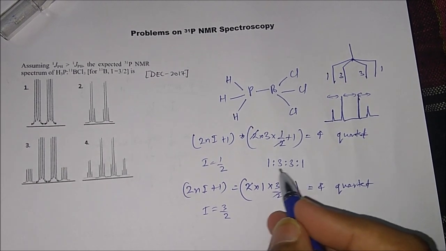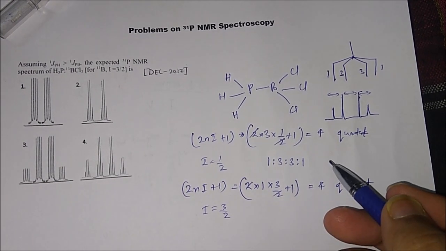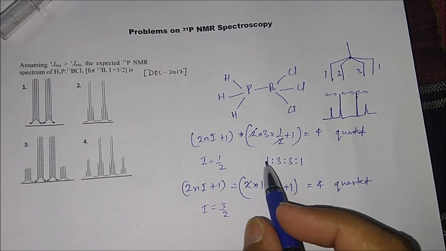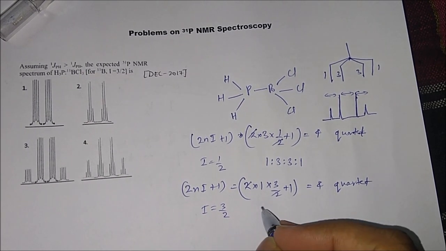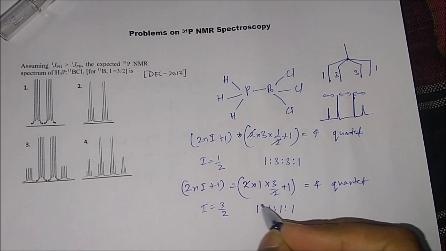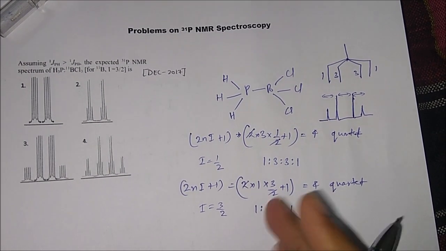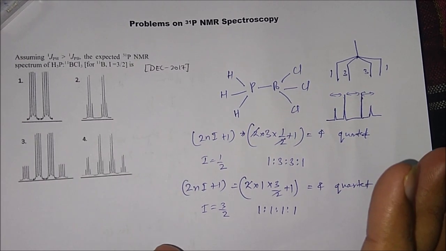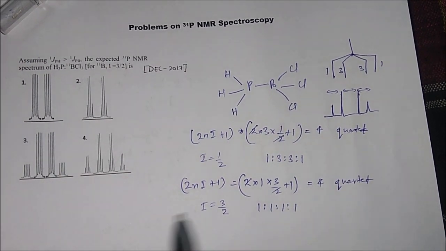Therefore the Pascal's triangle cannot be used here. That means the intensity will not be 1 ratio 3 ratio 3 ratio 1, but the ratio will be 1 ratio 1 ratio 1 ratio 1. Okay, so this value you should know. If you don't know this value, then also see how I will tell you how to do this question.